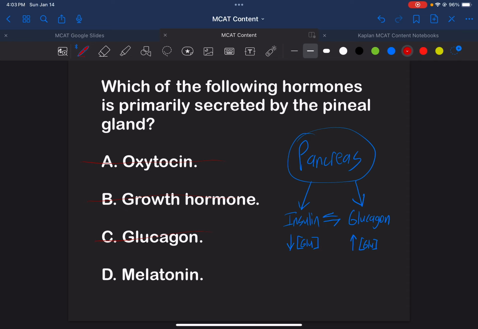And so this is an example of process of elimination. Just knowing a little bit about the other options can help you narrow it down, even if you didn't outright know that the pineal gland secretes melatonin.